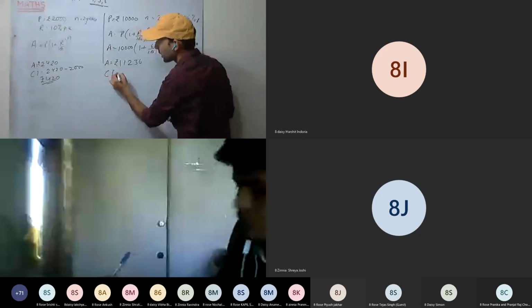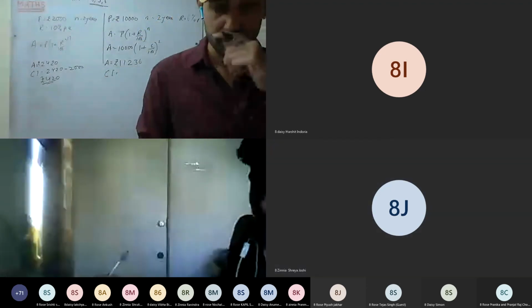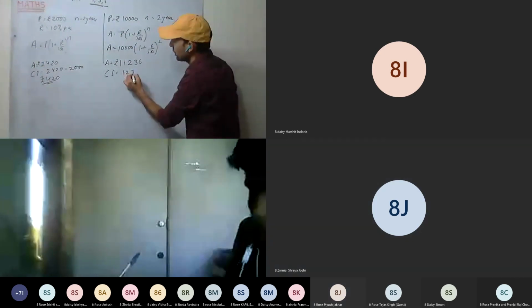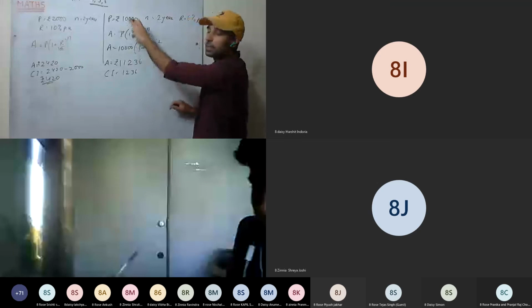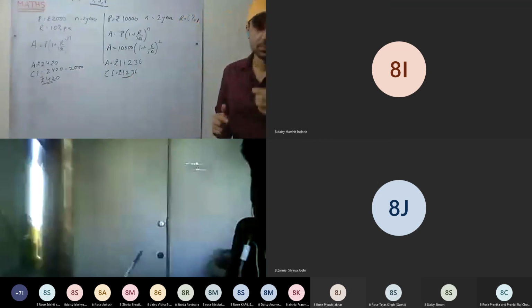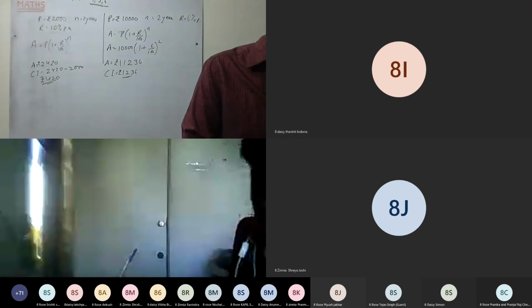Now calculate compound interest. It is asking to calculate the amount and the compound interest as well. So compound interest is 1,236. From the amount we subtract the principal, rupees. This is clear. Okay, 4 is the same. You can do it as homework.